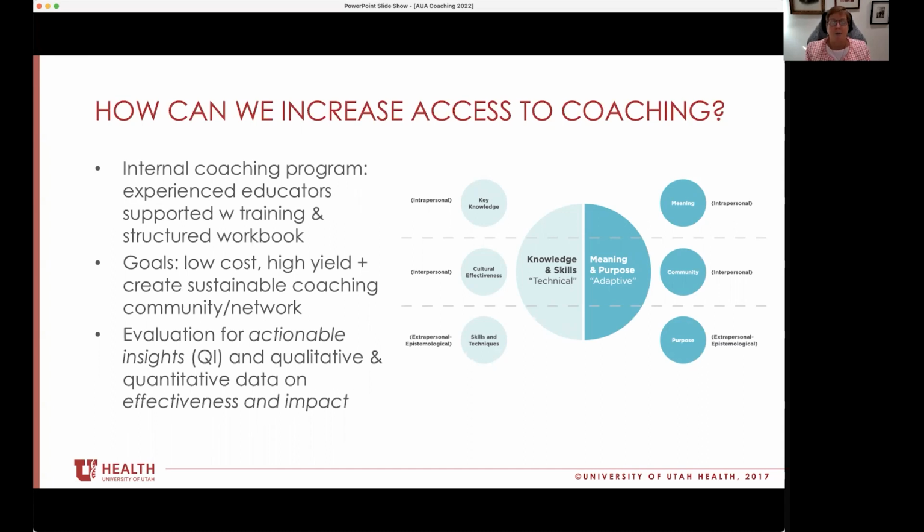Our goals of the program are to have a low-cost, high-yield program and also to create a sustainable coaching community and network of faculty members who are interested in doing this kind of work. Finally, we wanted to do rigorous evaluation for both actionable insights, which is really quality improvement, and also to develop qualitative and quantitative data on the effectiveness and impact of our program.